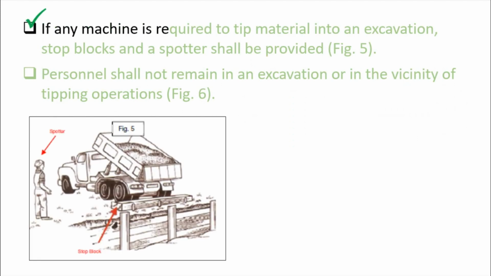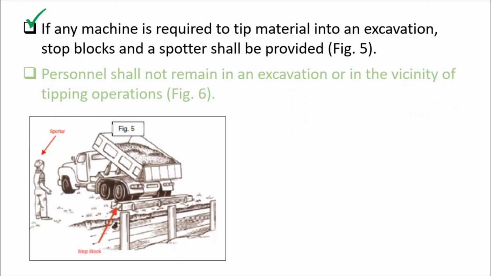If any machine is required to tip material into an excavation, stop blocks and spotters shall be provided. When you are arranging the stop blocks, you need to make sure that the placement of the stop block is at a safe distance from the edge of the excavation. What I'm trying to say is, when the tire of the truck is stopped on that stop block, there is zero or negligible effect on the wall of the excavation.